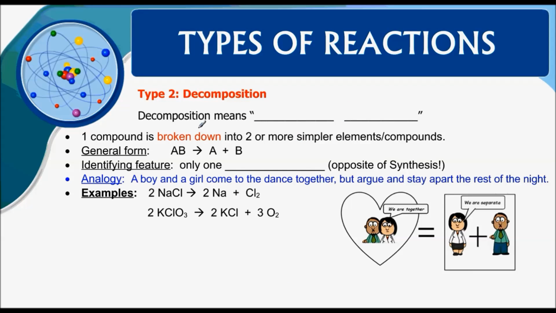Okay, the next type of reaction we're going to talk about is decomposition, which means to break apart. In this reaction, one compound is broken down into 2 or more simpler elements or compounds. And the form, if you look at it, it's the opposite from synthesis. You've got AB together yields A plus B. So the identifying feature in decomposition is there's only one reactant. Again, I'm going to emphasize that this is the opposite of synthesis.